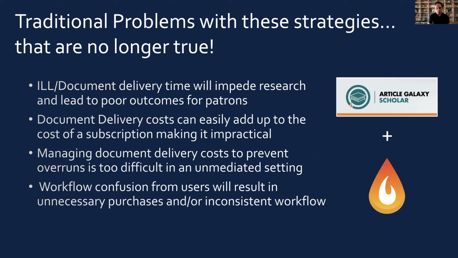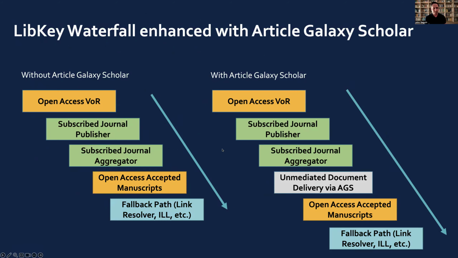And then fourth, workflow confusion from users will result in unnecessary purchases or inconsistent workflow. So directing everything to Article Galaxy Scholar, or potentially having links in places that people aren't anticipating, means that there would have to be a big onboarding process, perhaps, letting people know that this service is available. But when it's integrated with LibKey, it's quite organic in the way that it's presented to users. So that limitation is also minimized here.